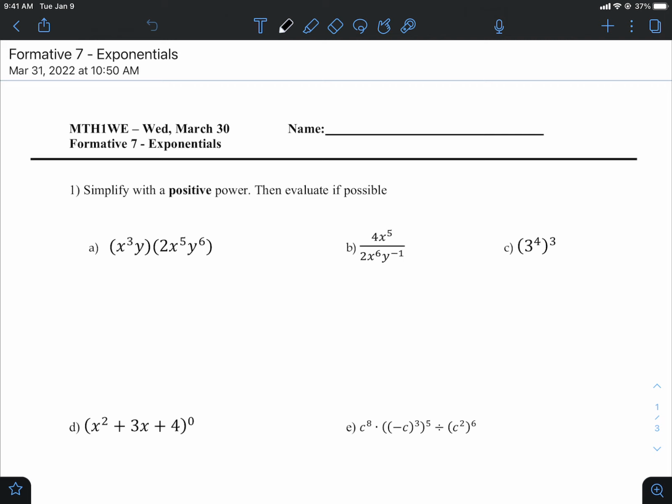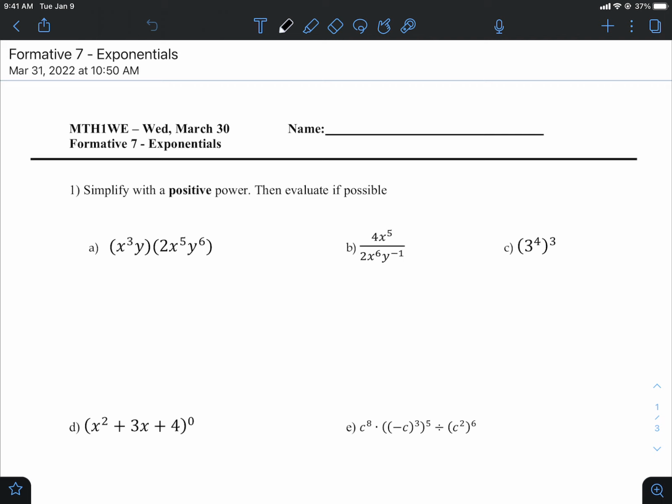So here's what we got. I want you to simplify these with a positive power. And one question I was getting yesterday was "evaluate if possible." Evaluate means basically plug it in your calculator or give me an actual number if it is at all possible. That's what I wanted.